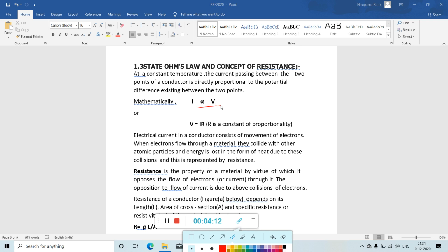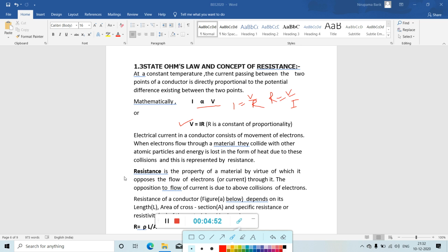I proportional to V. I is the current passing in between the 2 points of a conductor, and V is the potential difference between the 2 points of a conductor. So if I is proportional to V, then it is represented by V is equal to I into R. Here R is the constant of proportionality. We can write V is equal to IR, or I is equal to V by R, and from this equation, R is equal to V by I.